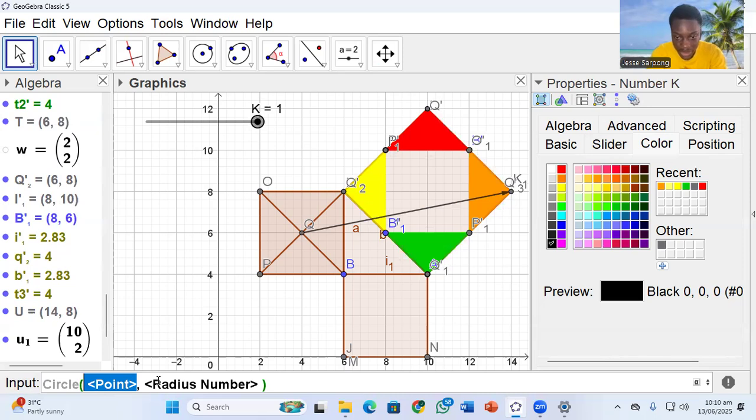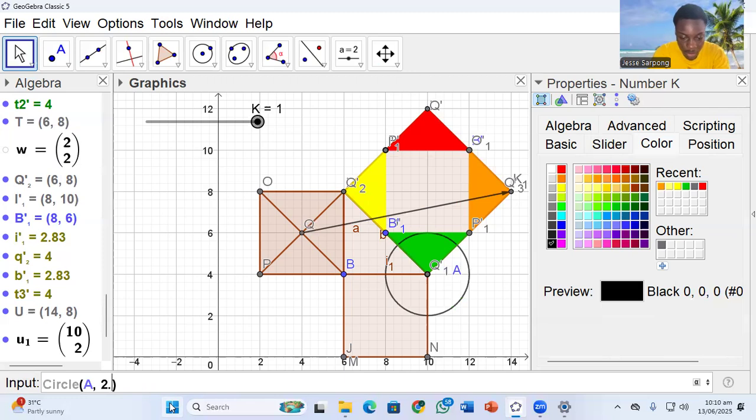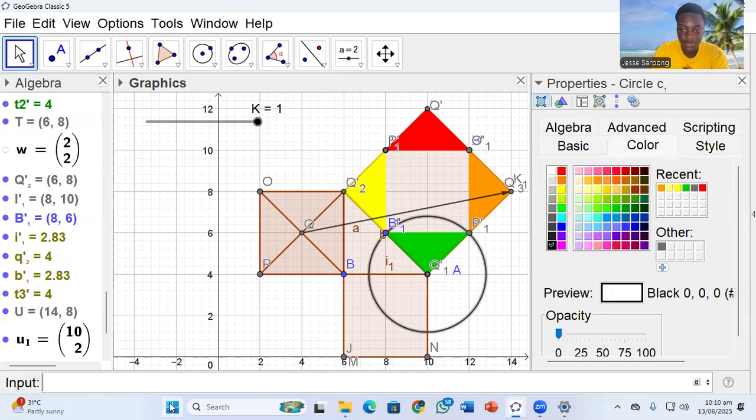The circle should be at A, capital A. A is here. At A, the circle is at A with radius number. For it to pass through the point, the radius number will be 2.8. This is what we have.